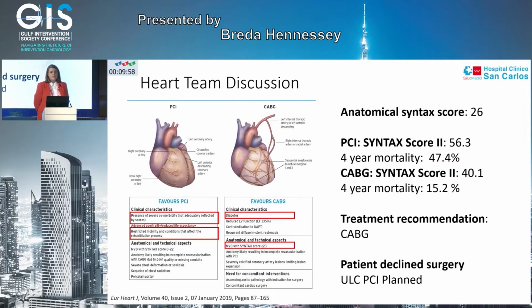So we calculated this patient's SYNTAX score. His SYNTAX score was 26, a PCI SYNTAX score 2 of 56.3, giving him a 4-year mortality for PCI of 47%. His CABG SYNTAX 2 score was 40, giving him a 4-year mortality of 15%. And based on the scores, there was a treatment recommendation for a bypass. Now, this patient clearly has disease that may be best treated by a bypass. He's multivessel disease, he's a diabetic.